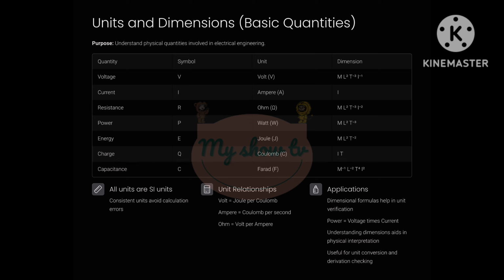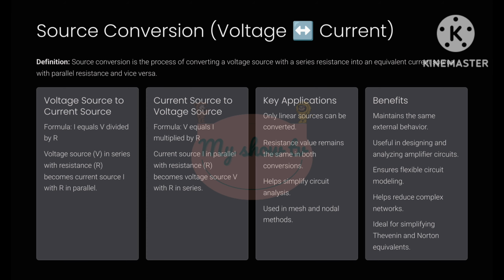6. Power equals voltage times current. 7. Consistent units avoid calculation errors. 8. Understanding dimensions aids in physical interpretation. 9. Useful for unit conversion and derivation checking. Slide 4. Source conversion, voltage left-right arrow current.